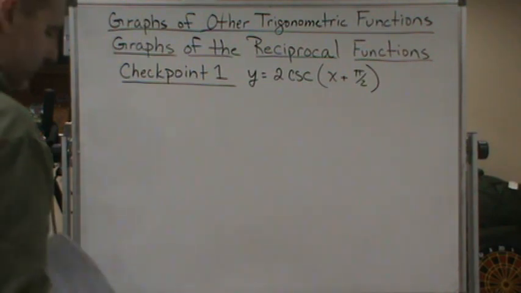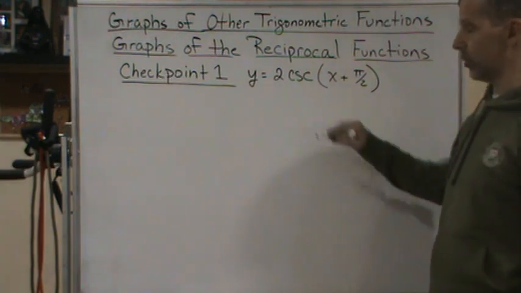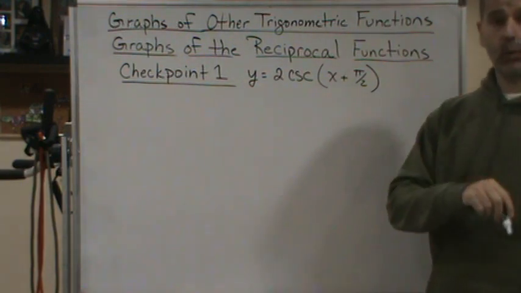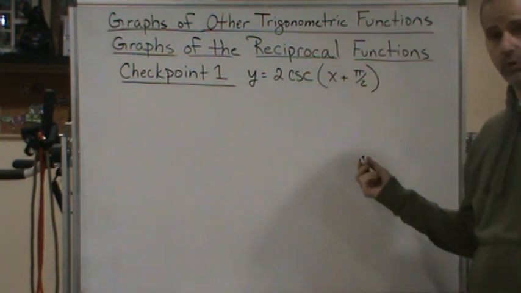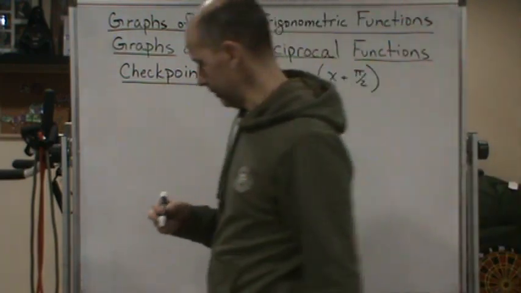All right, welcome back. So now we're going to do a checkpoint. Go ahead and sketch the graph of this cosecant function using what we did in the last video. I'm going to do this one. So pause and then come back and see if you got the same answer.